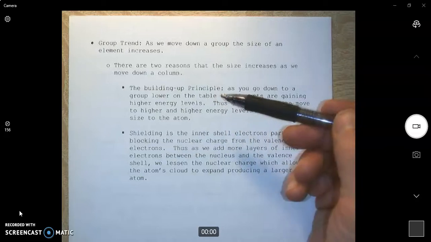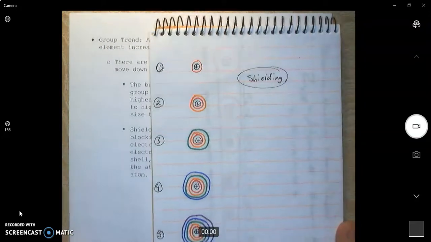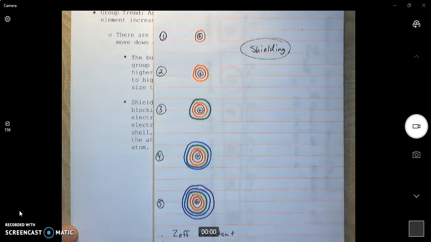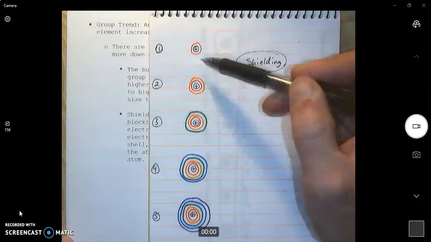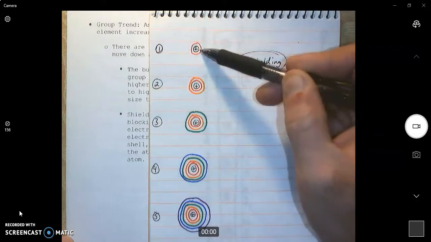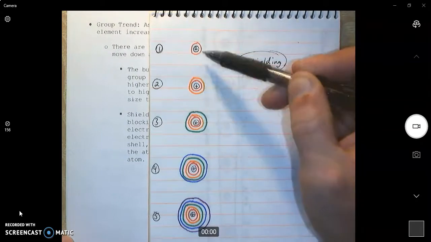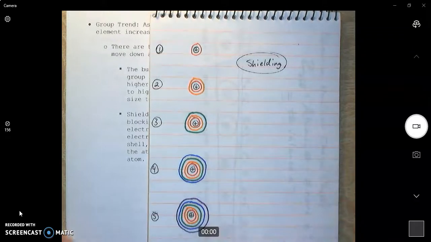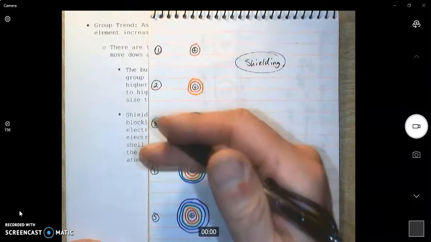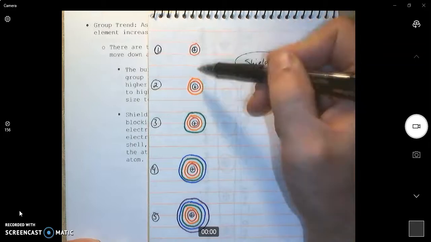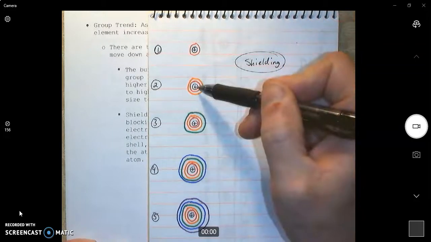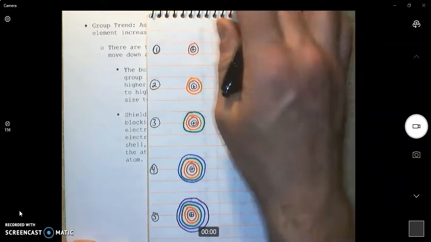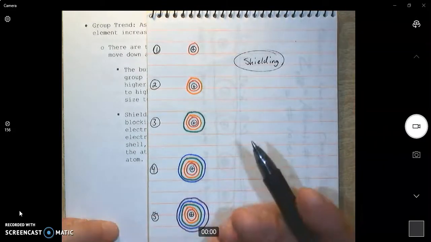Building up principle would say, as we go down, each time we go from one row to two, two to three, three to four, four to five, and so on, all the way down to seven, what's happening is we're adding energy levels. And I don't care how strongly you pull two energy levels in, you're not going to make it smaller than one. 3 can't be smaller than 2, 4 can't be smaller than 3. So as we move down a group, you're adding energy levels, and no matter how much bigger that nucleus is, the extra energy levels are going to make the atom bigger. Now, the other way to look at this is called shielding.